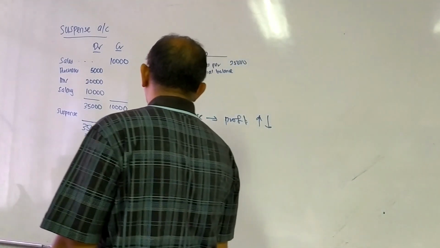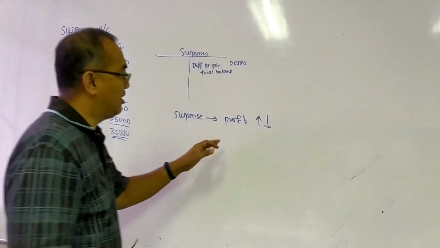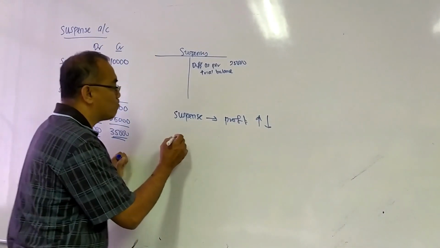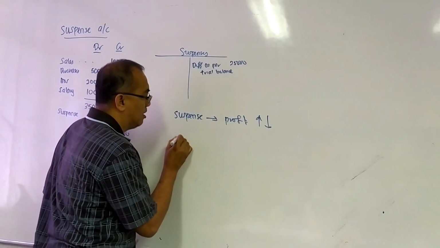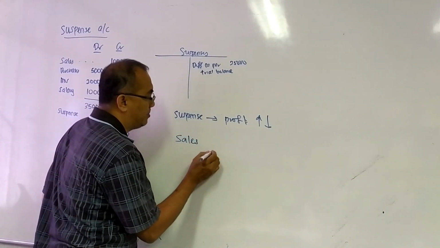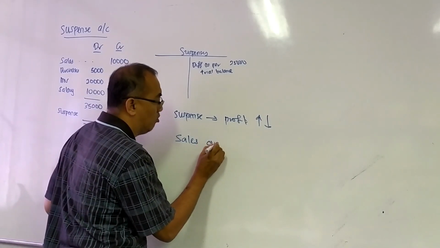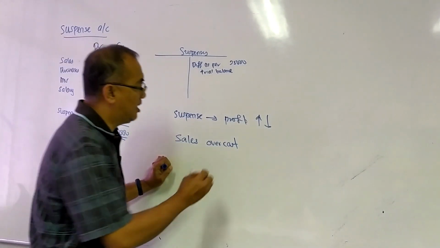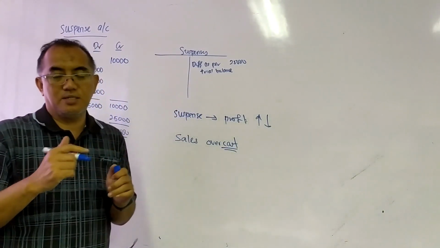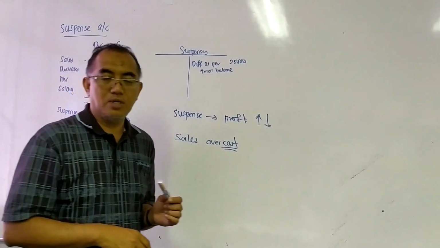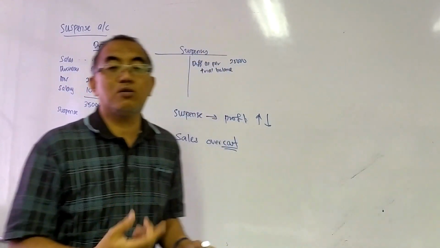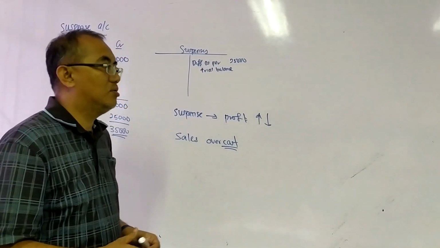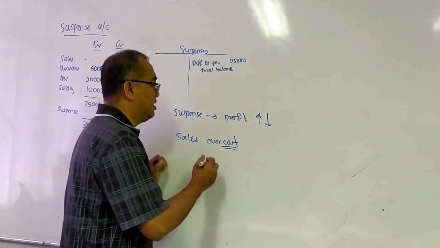So suspense can result in your profit going up or going down. What happens if your sales are overcast? What does overcast mean? Casting is totalling, so overcast means you over-total, over-record, or over-calculate.